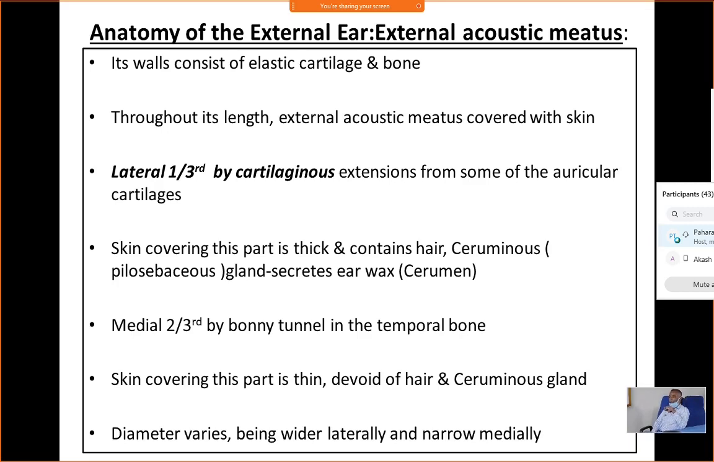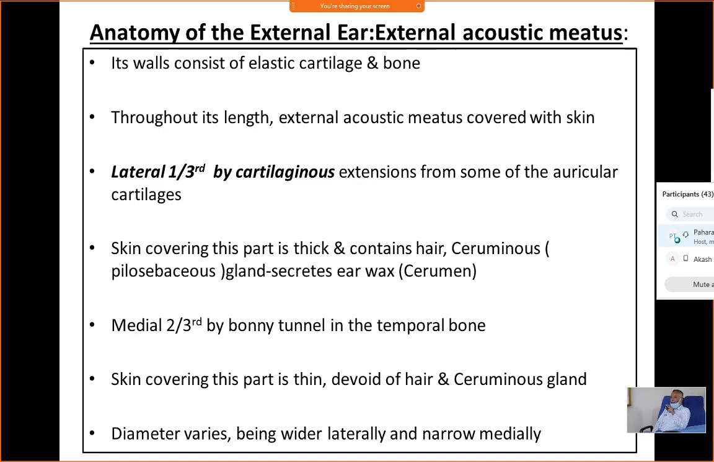While the medial 2/3 of the external acoustic meatus is inside a bony tunnel in the temporal bone. When you see the temporal bone, you can see one tunnel or canal on the lateral aspect, that is your medial 2/3 of the external acoustic meatus. This part is also covered by skin, but it is comparatively thin and devoid of hair follicles and ceruminous glands. Ceruminous glands are present in the outer aspect.